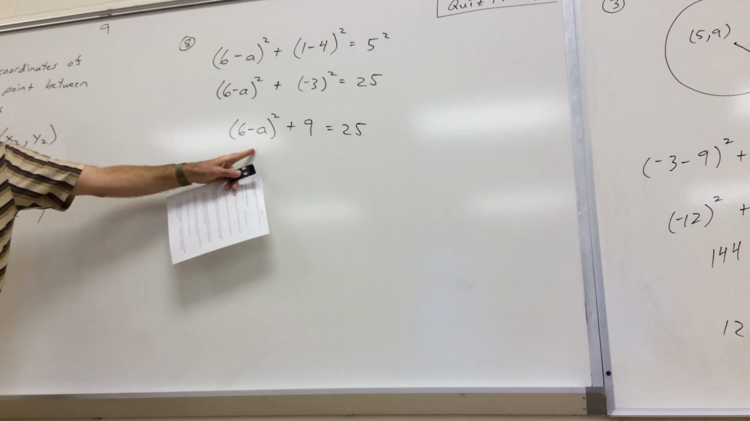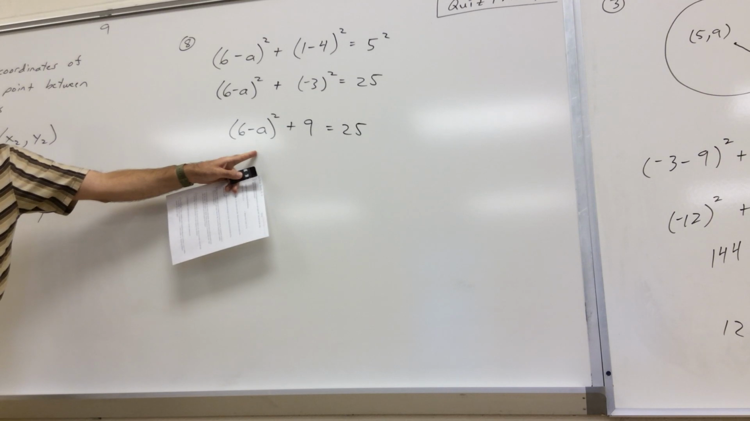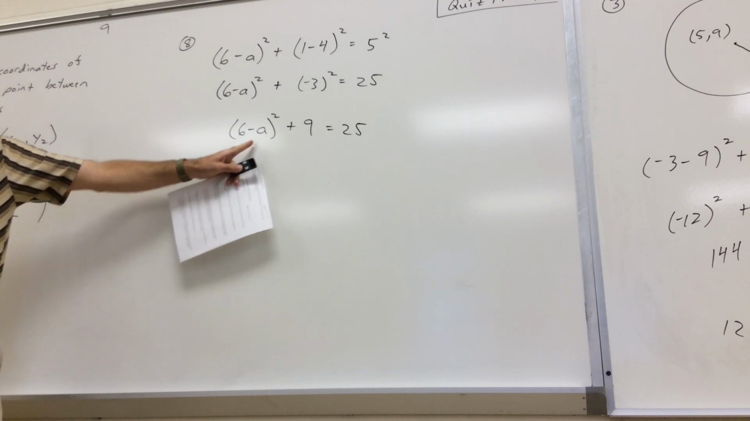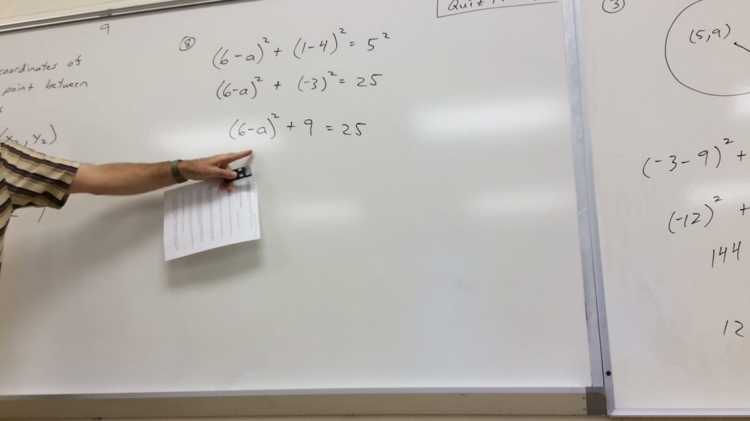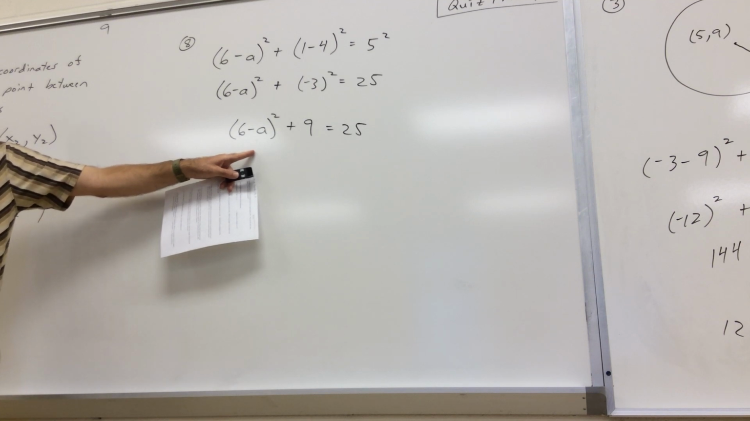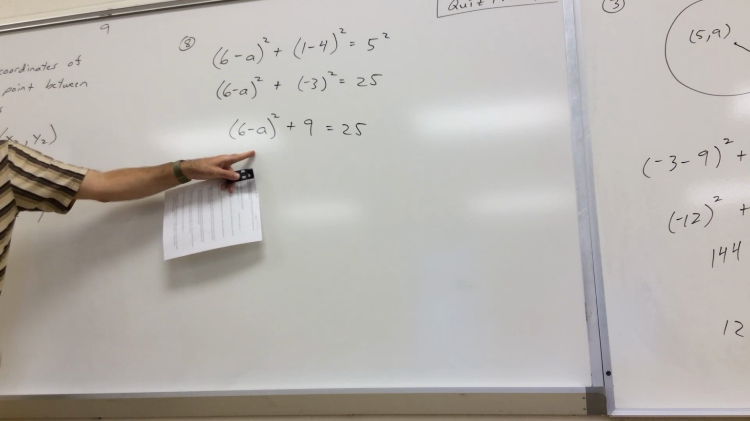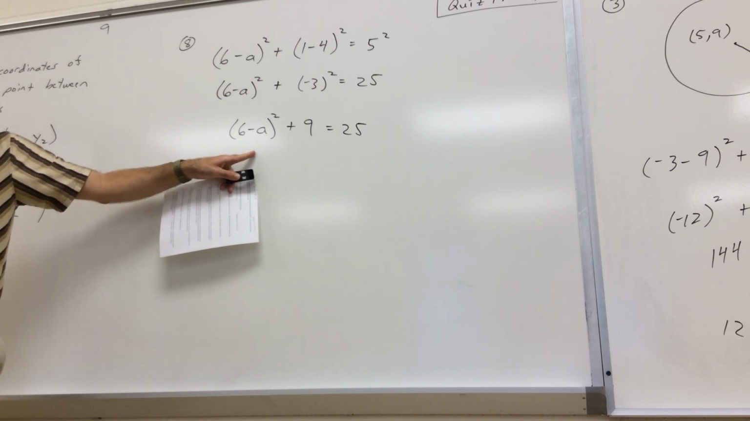Okay, so at this point right here, I'm stuck going forwards. Can't figure anything else out. I don't know what a is, so I can't do 6 minus a. So when you get stuck going forwards, what do you do? You start going backwards and get rid of stuff, right?